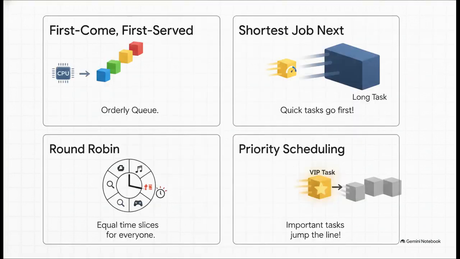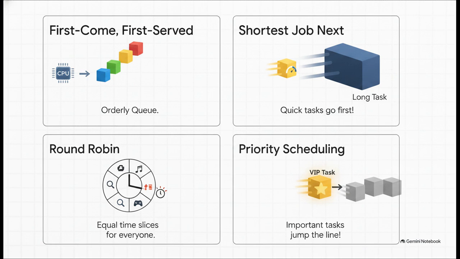To manage this crazy juggling act, the OS relies on some specific CPU scheduling algorithms. First come, first served is super simple, but you guessed it, can cause a massive holdup if one task is huge. Shortest job next minimizes waiting time, but it requires the system to know task lengths in advance, which isn't always possible. Then we have round robin, which is incredibly popular. It gives a fixed time slice, or quantum, to each process, ensuring no long task holds up the line.